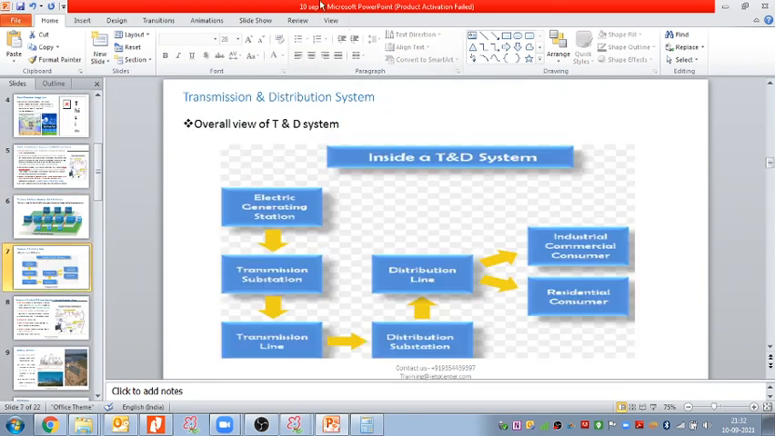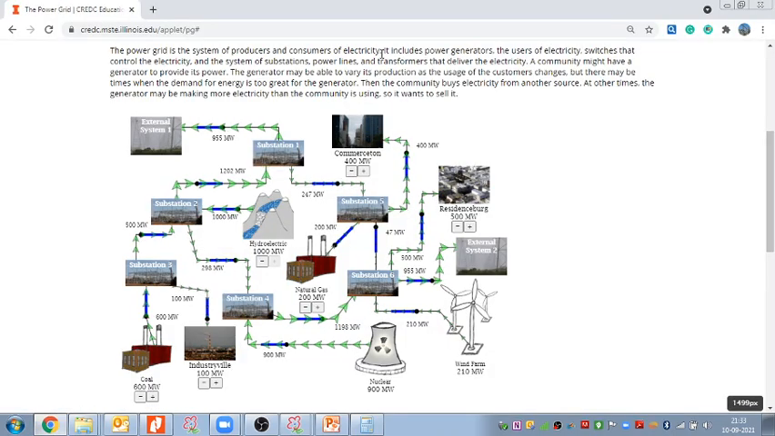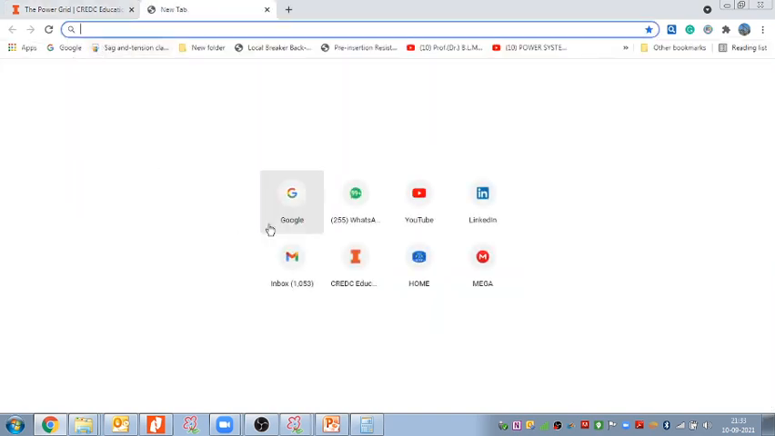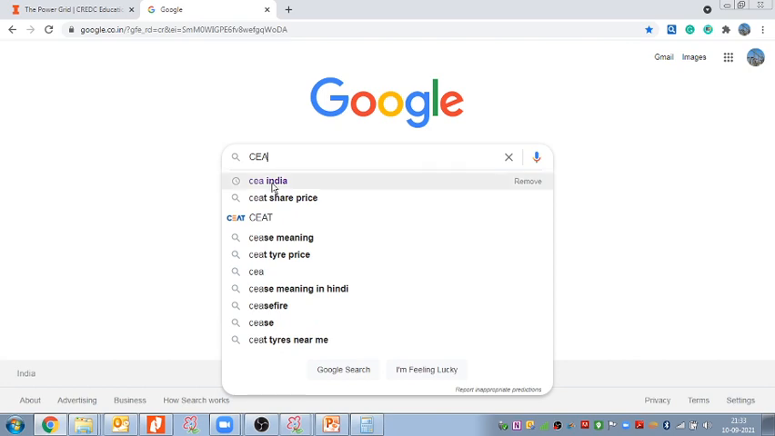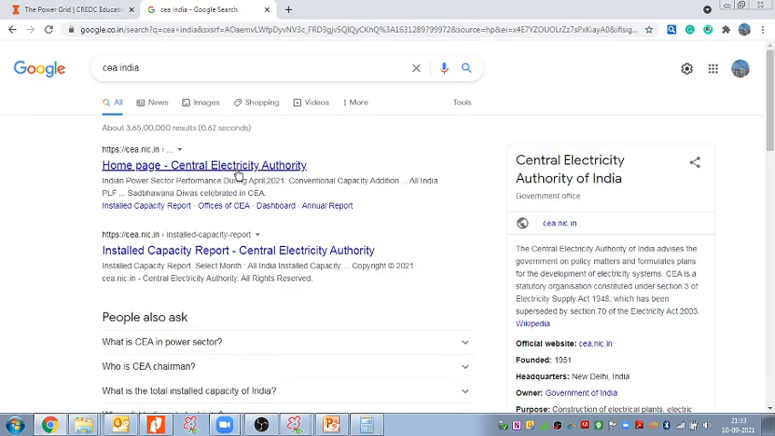And how much power we are generating as of now, that also we can check through the CEA. There is the Central Electricity Authority of India. From that website, how much power we are generating through the various resources, how much coal, how much wind, how much solar, how much hydro, biomass, nuclear, that all list we can check through the CEA, Central Electricity Authority. So total generation we can check from this CEA India.